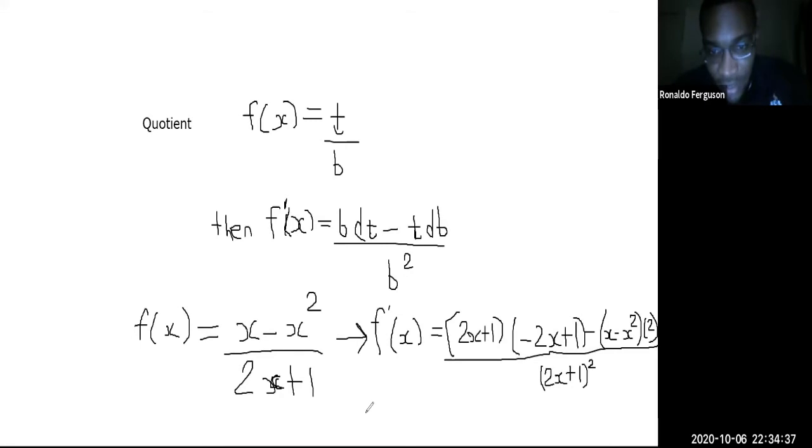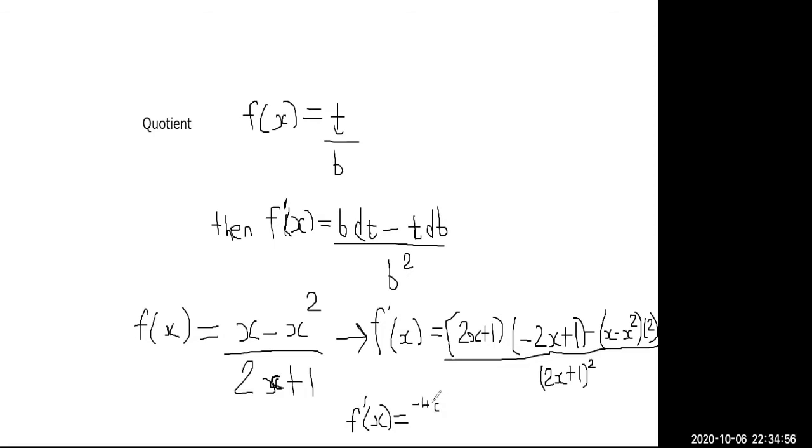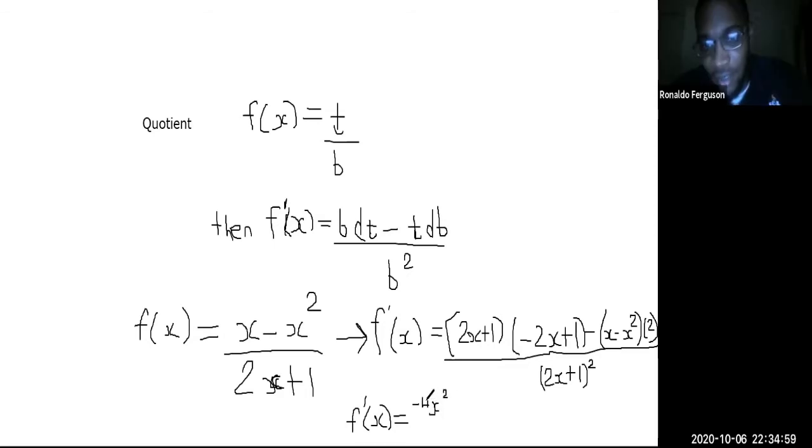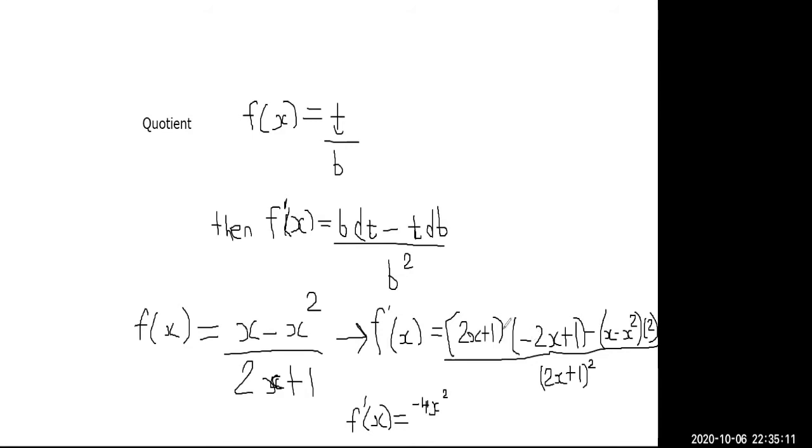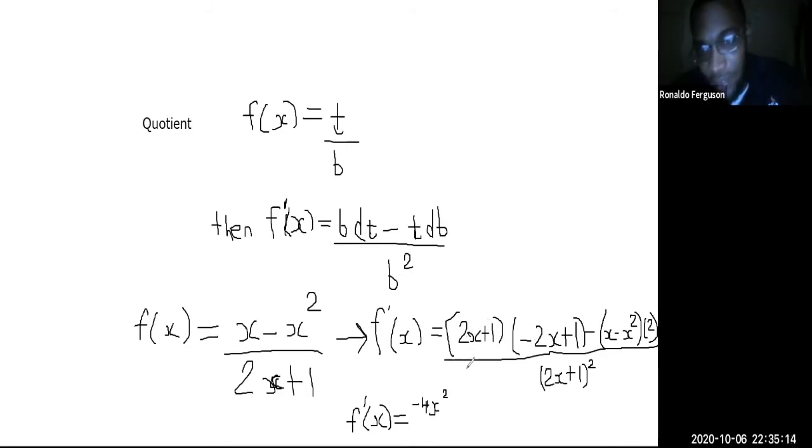We can go further to simplify it if we want. So f prime of x is equal to, always simplify it, so 2x times minus 2x gives negative 4x squared. Then we have 2x times 1 and 1 times minus 2x. Those are gone, so that part is gone. We are left with 1 times 1, which is plus 1.